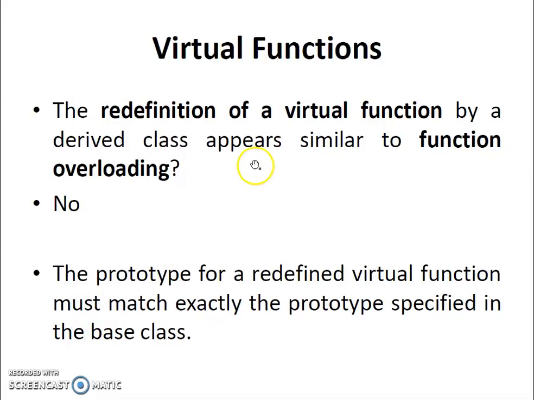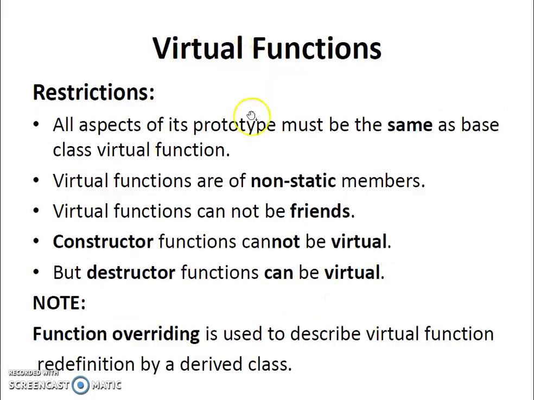Next, the redefinition of a virtual function by a derived class appears similar to function overloading. However, the prototype for a redefined virtual function must match exactly the prototype specified in the base class. There are some restrictions when you are using virtual functions. All aspects of the prototype must be the same as the base class virtual function. Virtual functions are non-static members. Virtual functions cannot be a friend. Constructor functions cannot be virtual, but destructor functions can be virtual. Note: the term function overriding is used to describe the virtual function redefinition by a derived class.